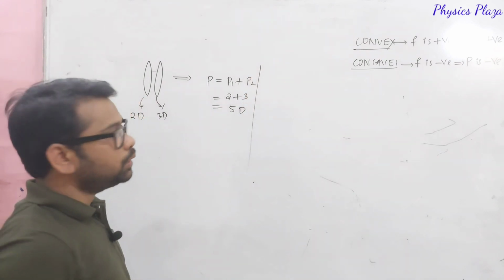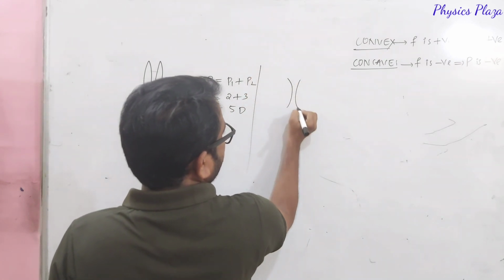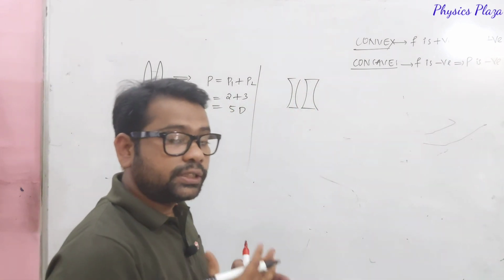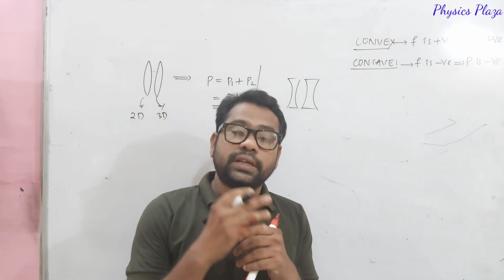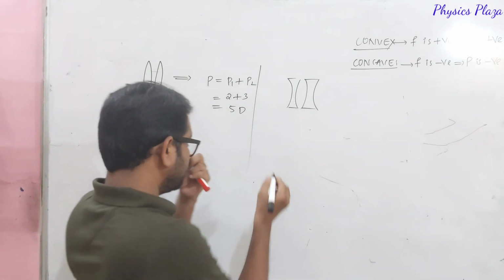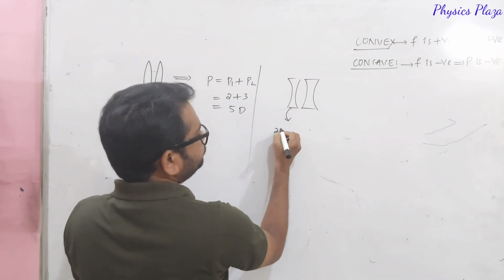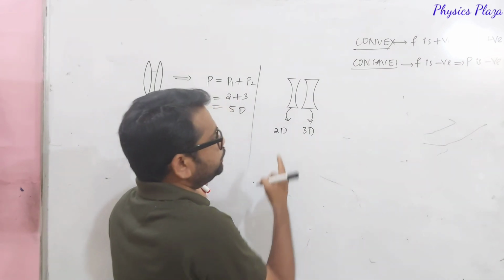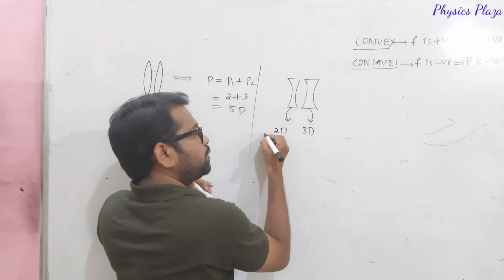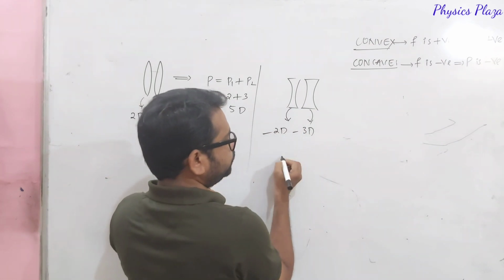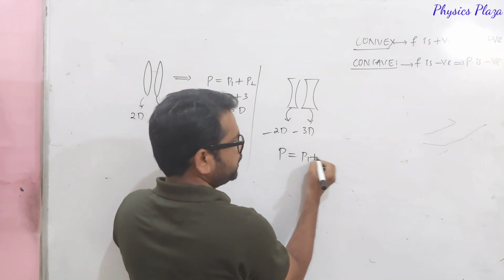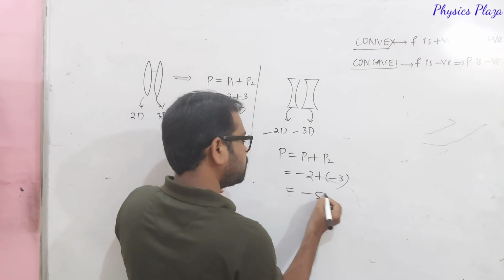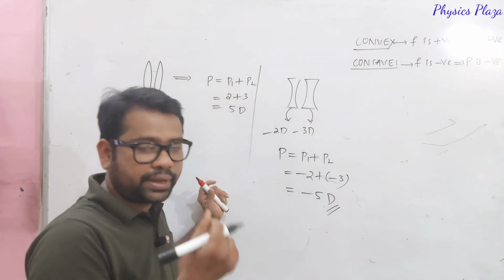But what if you take two concave lenses? What is the resultant power of the combination of the two concave lenses? Let us say one is given as 2D and the other as 3D. But don't forget that according to sign convention, the power of a concave lens is always negative. So it is minus 2D and minus 3D. The net power is P1 plus P2, which is minus 2 plus minus 3. This is going to be minus 5D.